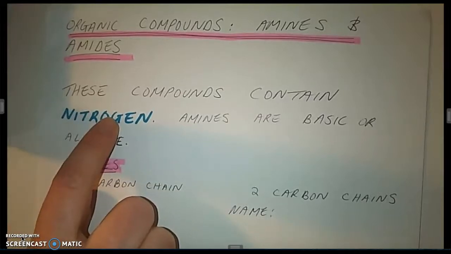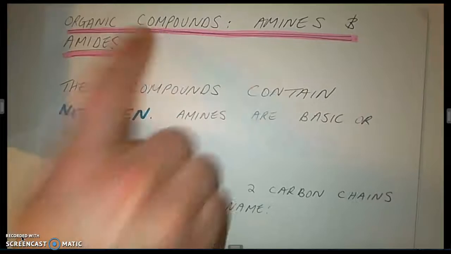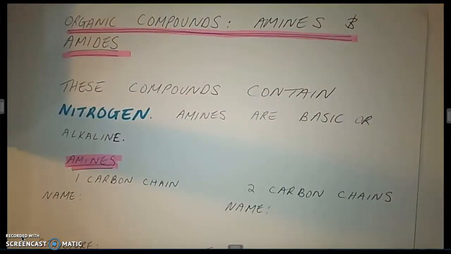A lot of the compounds that we've talked about, all of the compounds we've talked about so far in organic chemistry, have contained carbon and hydrogen. And a lot of the examples we went through also contained oxygen. Today we're introducing one additional element. We've got nitrogen today.